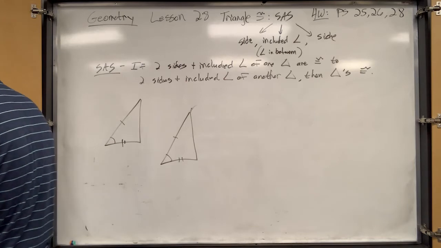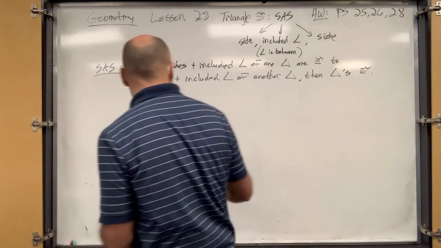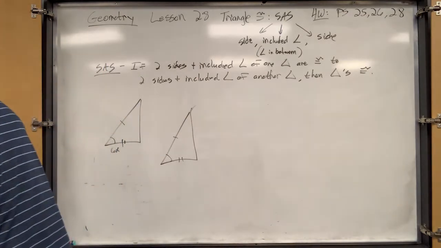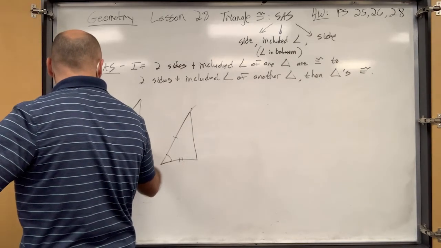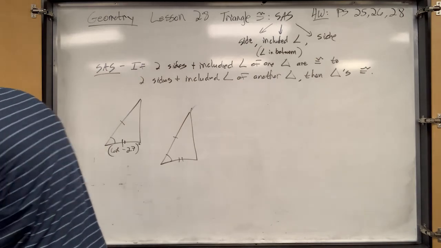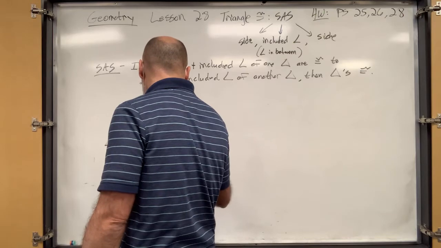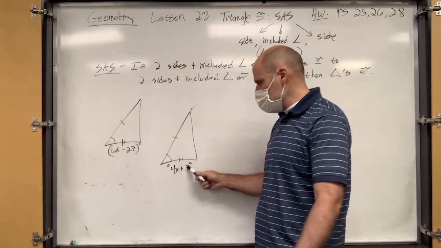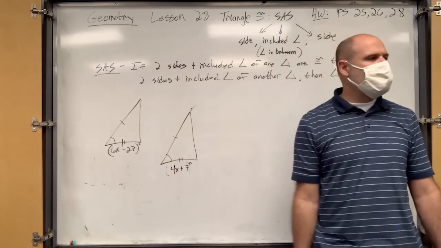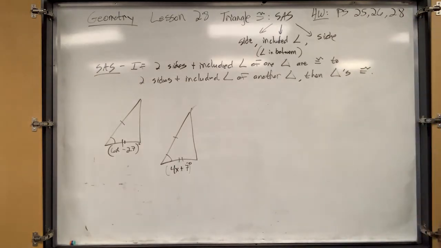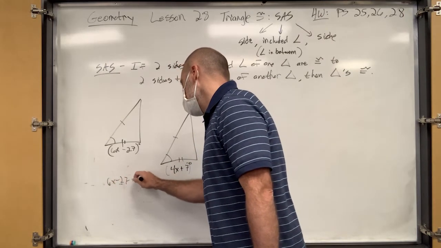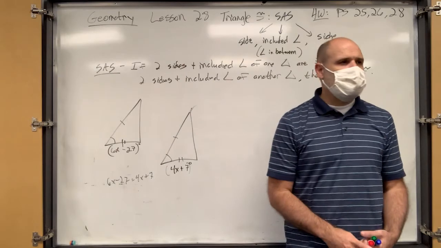So here's what I want you to do. I want you to find the value of x that makes the triangles congruent. So if I said that this equals 6x minus 27 degrees, and this is 4x plus 7 degrees. So if these triangles are congruent, then that means these two have to be the same, right? So how do you solve for x? Yeah, just set them equal to each other. 6x minus 27 equals 4x plus 7.